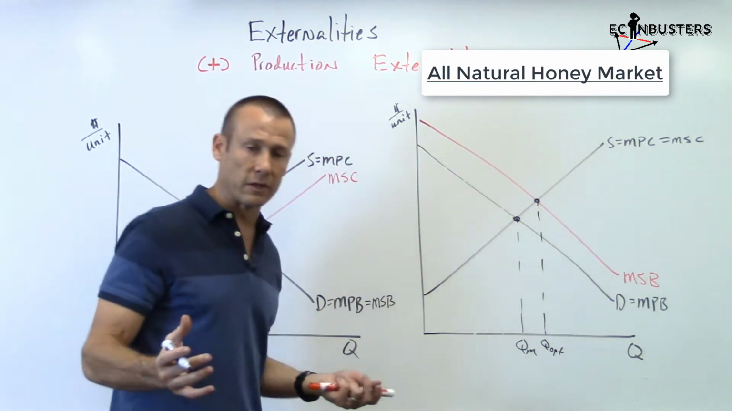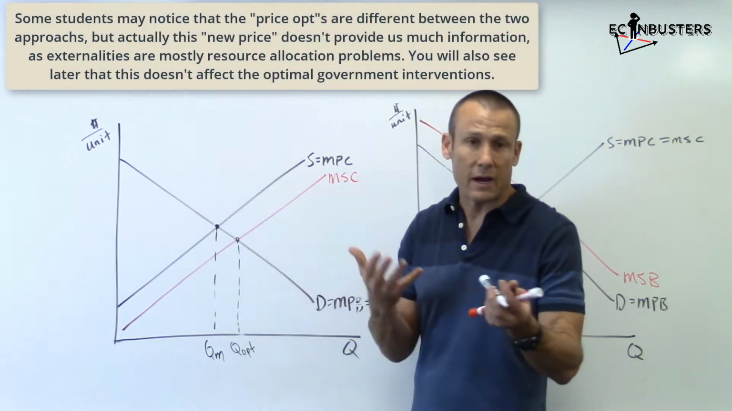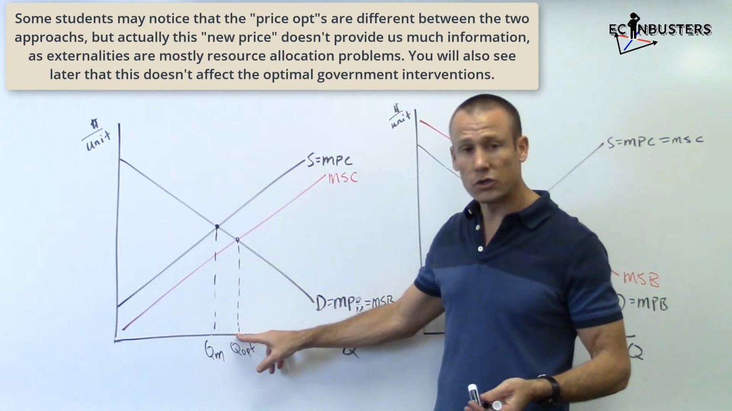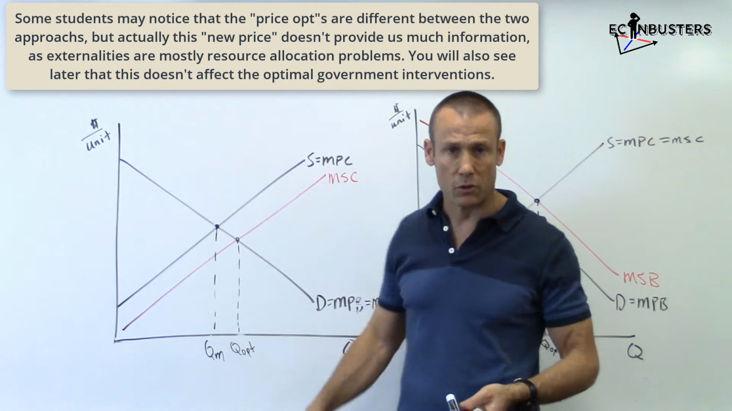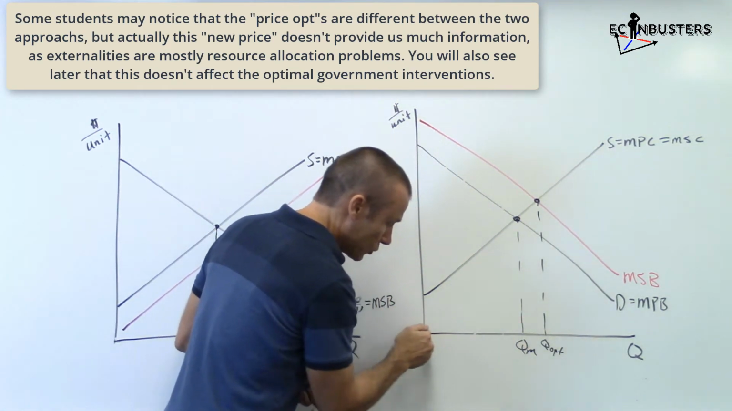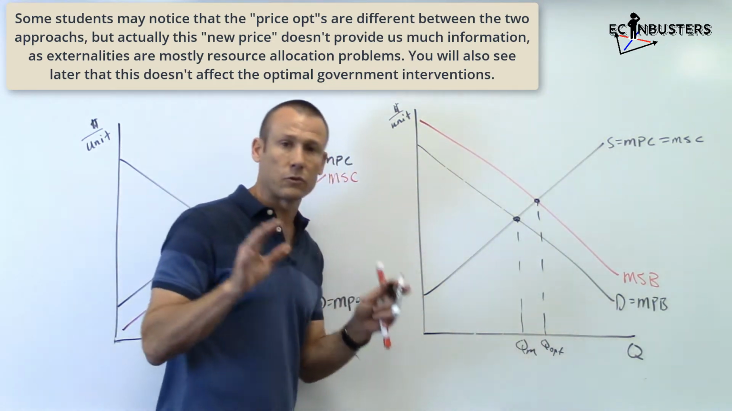Now, let's take a look at this. I'm gonna pivot around here. What we got over here when we did it the way that I normally teach it, we got QM, and a larger Q opt, and look at that, that's how much more we wish we would have produced. Same result, QM, Q-opt. Q-opt is more than QM. That's how much more we wish were produced.